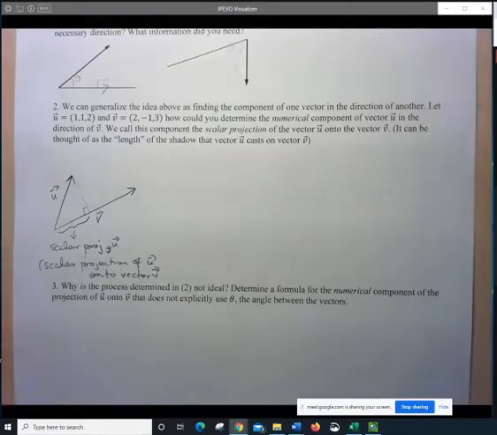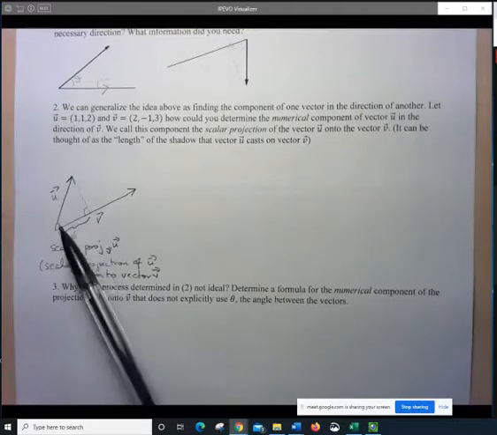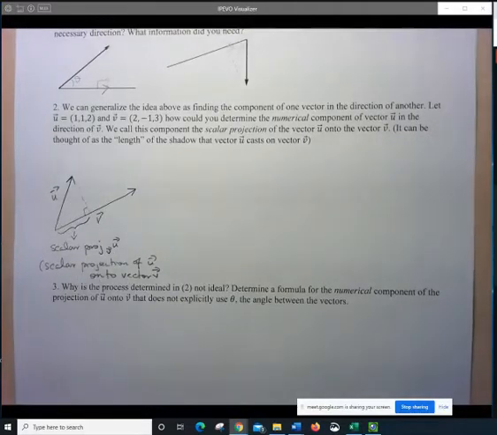What steps would you follow to determine the length of this shadow that's created onto vector V? Okay, so I'll give you a minute to think about the procedure you would follow. So what would you have to determine first?